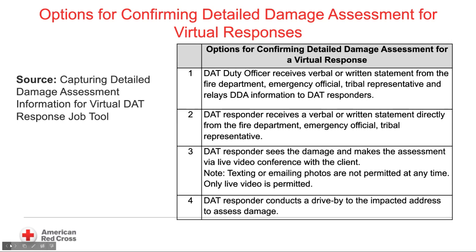Well, first, these are for a virtual response. An in-person response would be on the ground making those. Alicia, I'm not sure if there is any particular order. They're all acceptable ways to confirm the detailed damage assessment during a virtual response. Yeah, the numbers may be confusing it. The 1, 2, 3, 4 does not list the preference. Again, as Liz said, they're all acceptable methods for virtual responses.